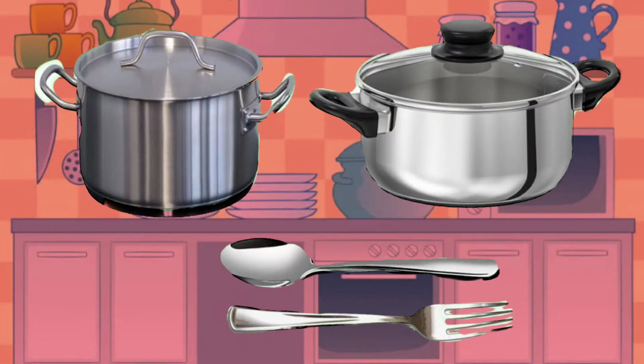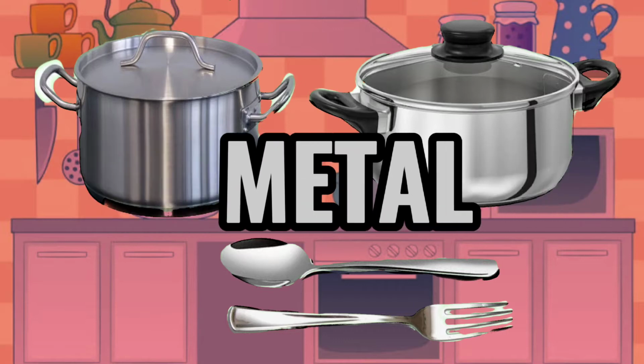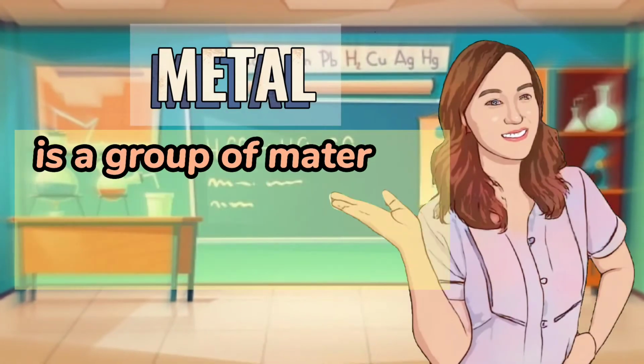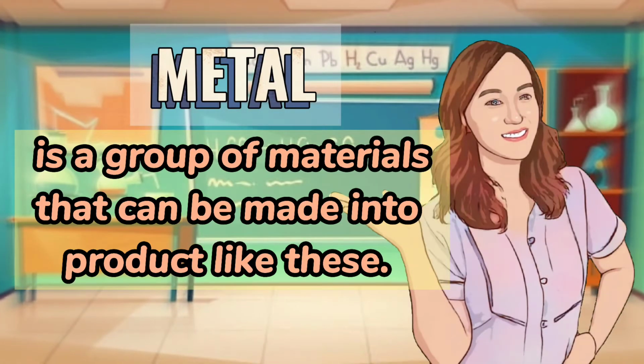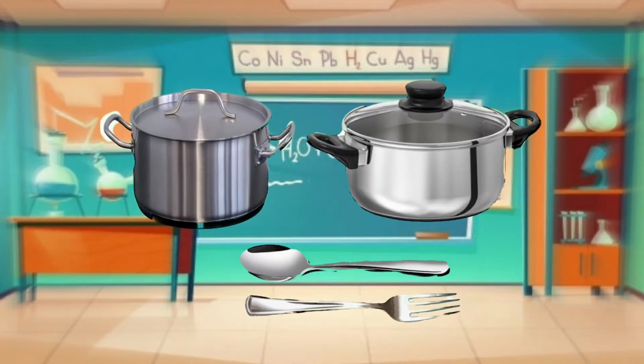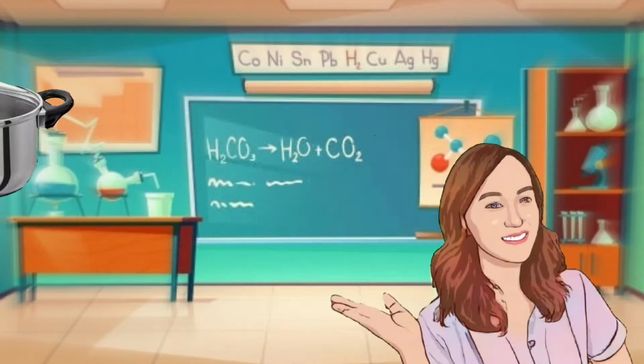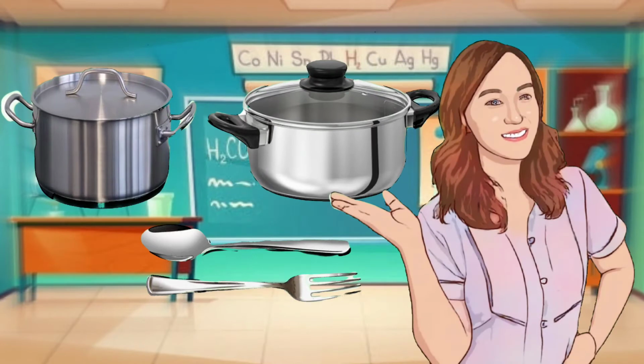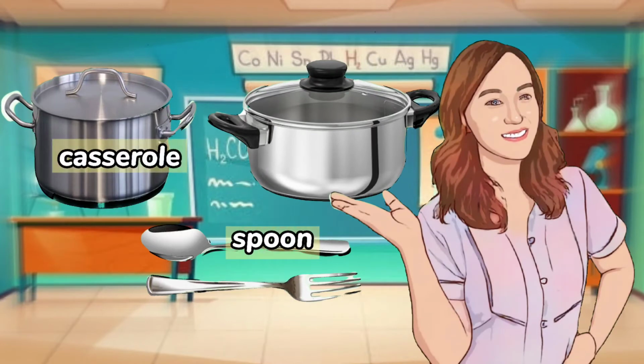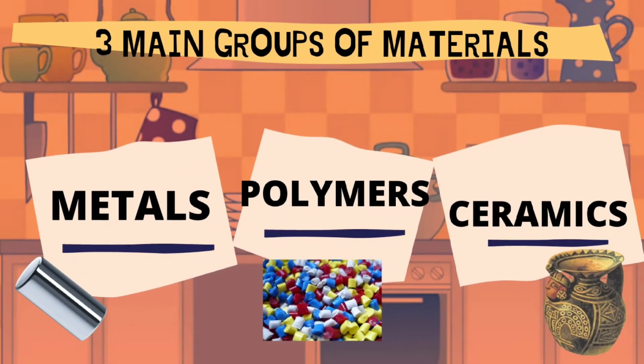Very good. These pictures show metal. What do we mean by metal? Metal is a group of materials that can be made into products like this. This material is used to make a product. Spoon, casserole, fork, and pot are examples of products that we use in our daily lives. Aside from metals, polymers and ceramics are also groups of material.